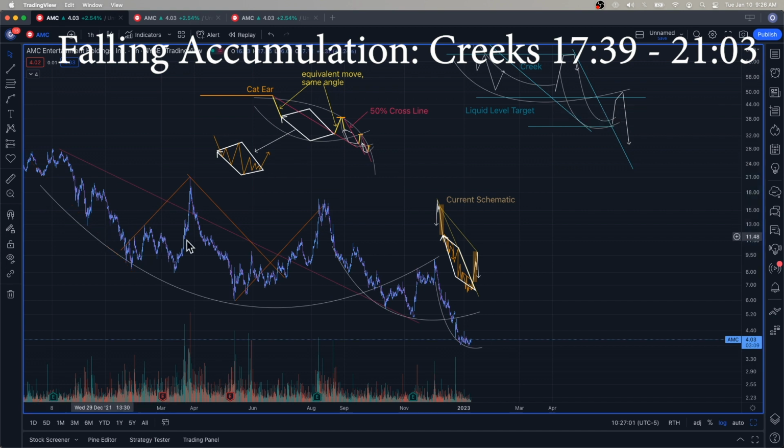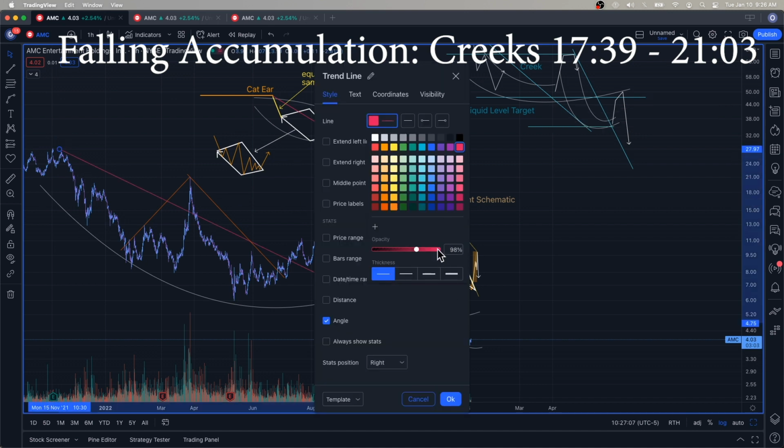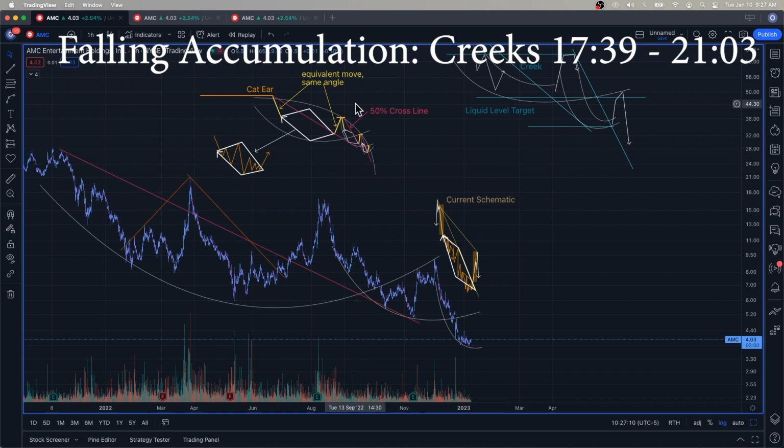Yeah, actually, I'll get rid of these. And then I'll make this brighter so you can see it. One of the rules that we've been talking about recently is this 50% cross line.